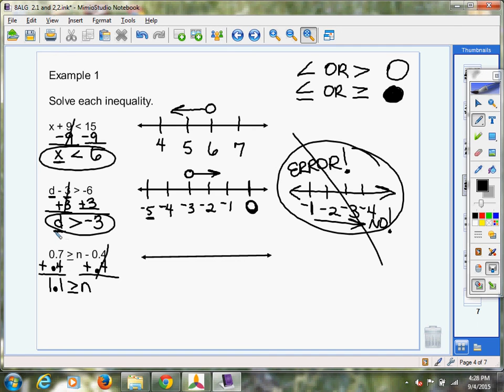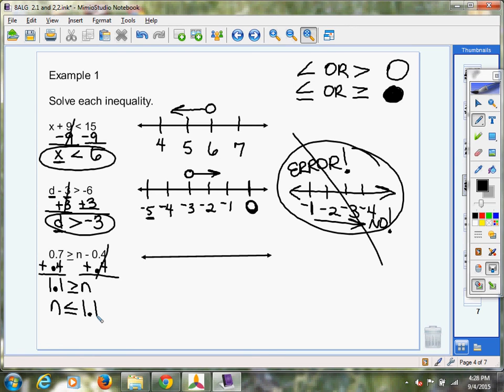It's real easy to flip it over, okay? It's like flipping over a piece of paper, okay? You're literally going to flip it over. n is now on the left. Greater than or equal to flips to less than or equal to, and then 1.1. So the numbers switch positions and the inequality flips over.